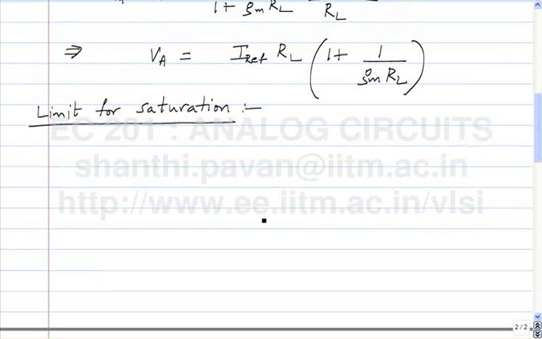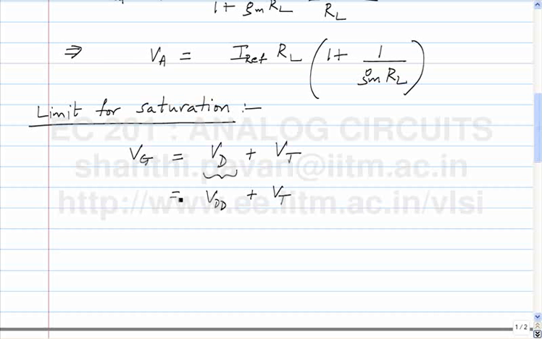What is the limit for saturation? The limit for saturation is when Vg becomes equal to Vd plus Vt, or Vd becomes Vg minus Vt, both are equivalent statements. The absolute potential of the drain is fixed and is equal to Vdd. Okay, this is Vt. What is Vg? The quiescent value plus the incremental value. What is the quiescent value at the gate? It's Vdd times Rb by Ra plus Rb.